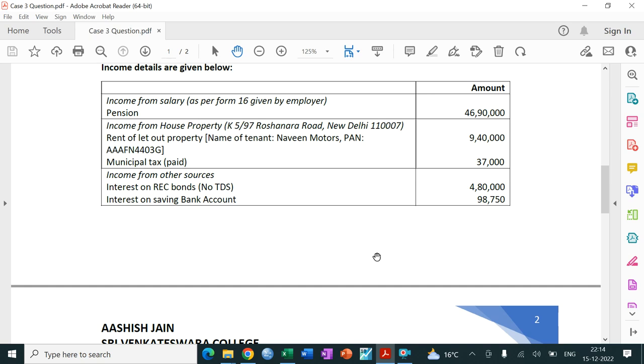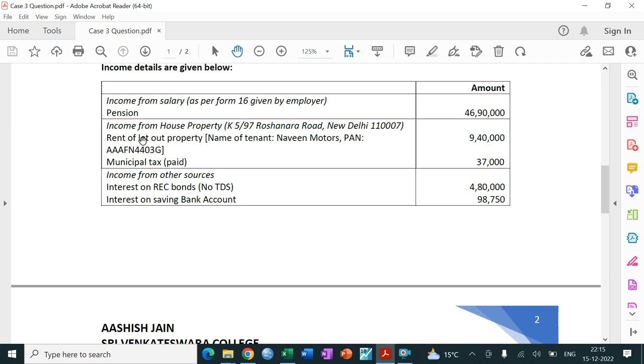Income from salary is straight up given, that is pension. We don't have any information regarding which kind of pension it is, because we have two types of pension, that is commuted pension and uncommuted pension. Uncommuted pension is always taxable in the hand of the recipient, but in the case of commuted pension, we calculate the taxable amount in the hand of the recipient as per the provisions. But yahan par aapko given nahi hai, so we will assume that it is uncommuted pension. So that means the entire amount will be taxable in the hand of the employee.